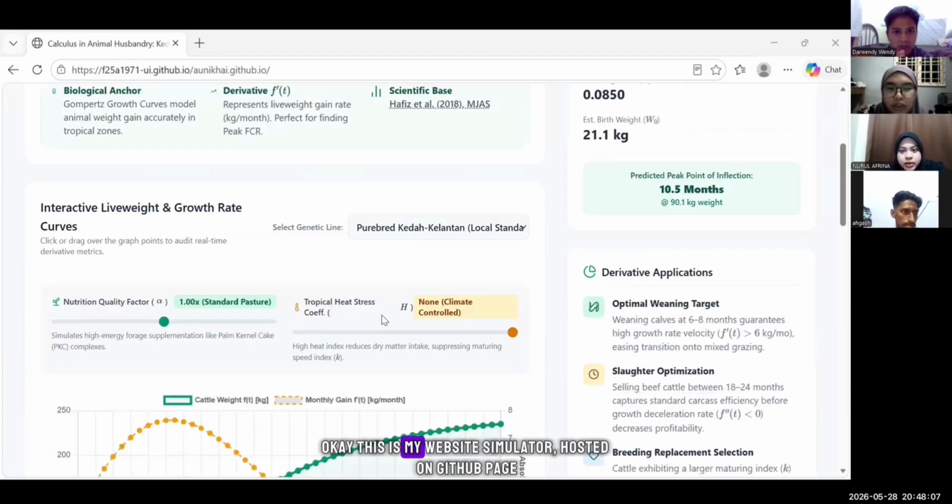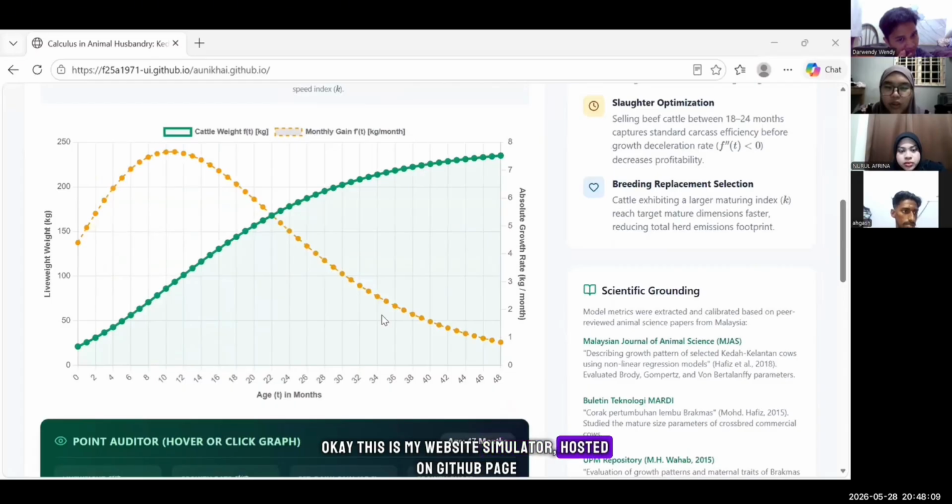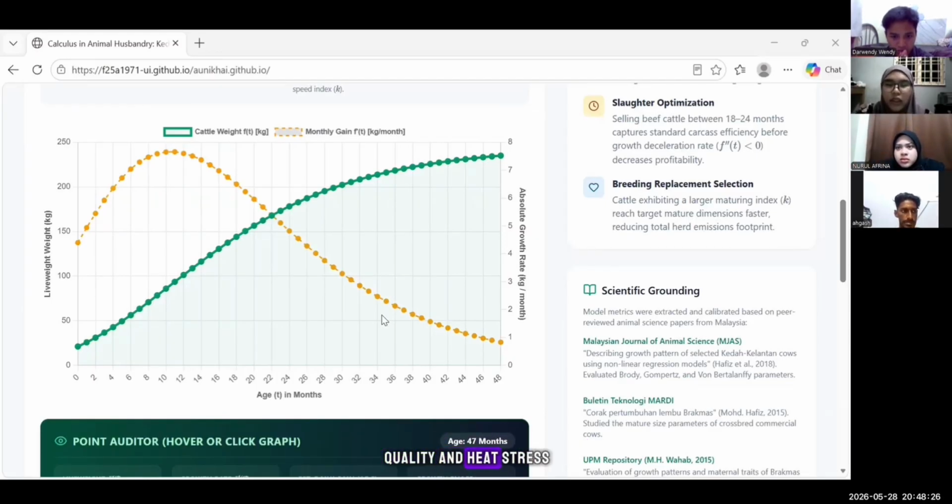This is my website simulator hosted on GitHub Pages. Users can choose different cattle types like purebred, KK, or Brahman. I included bioscience factors like nutrition quality and heat stress.